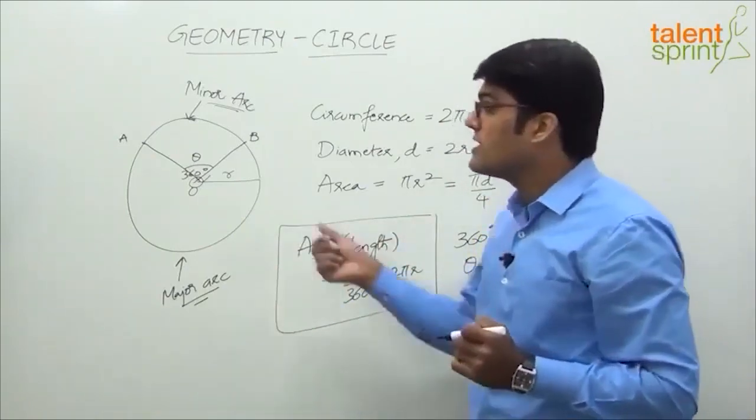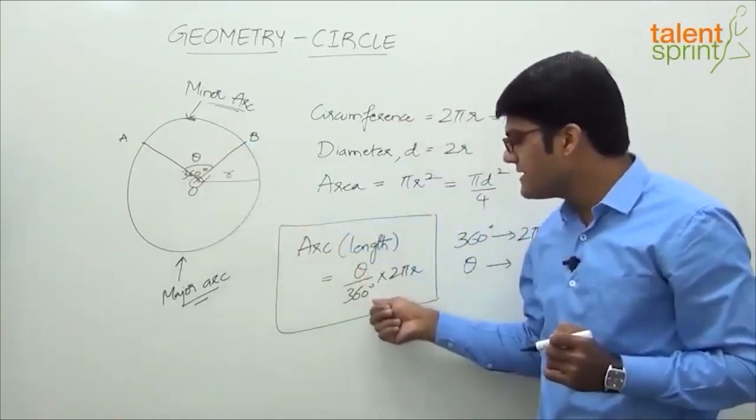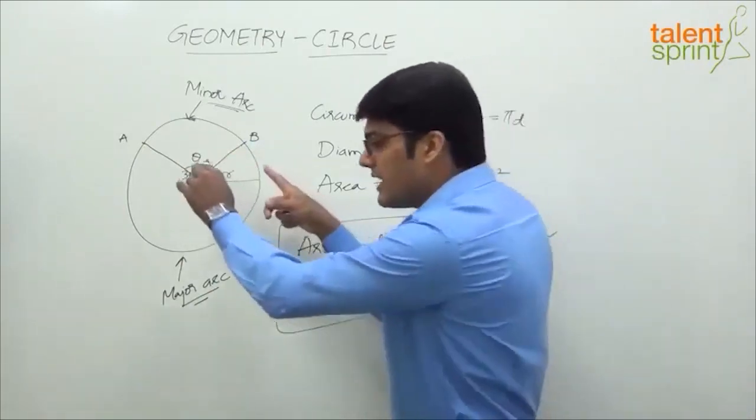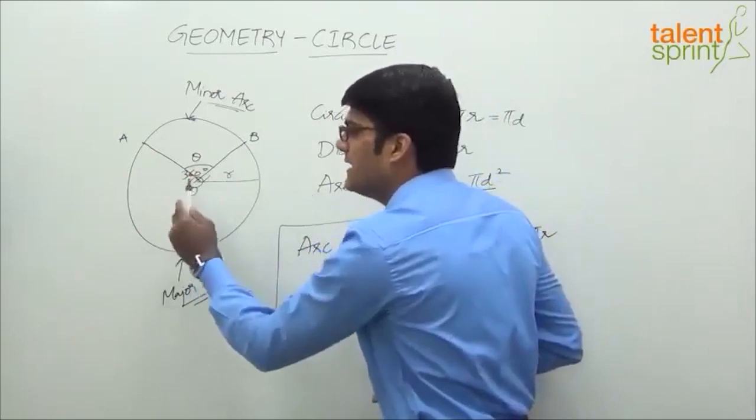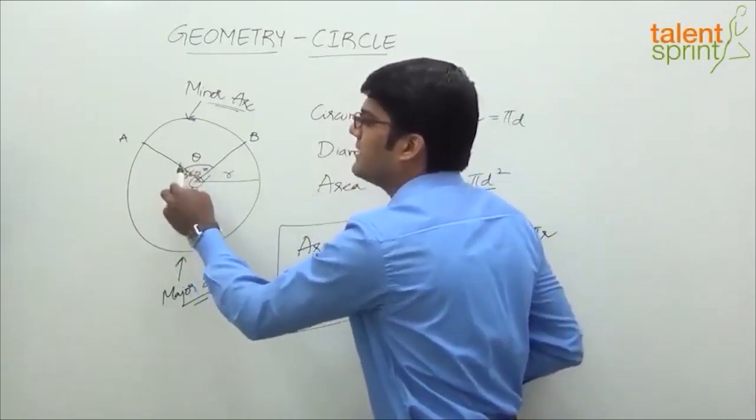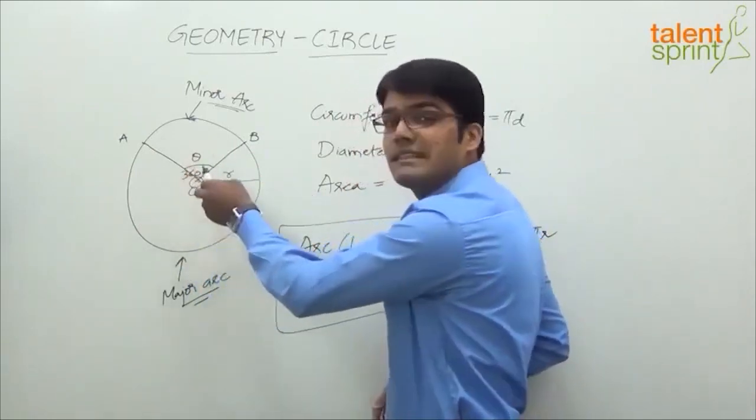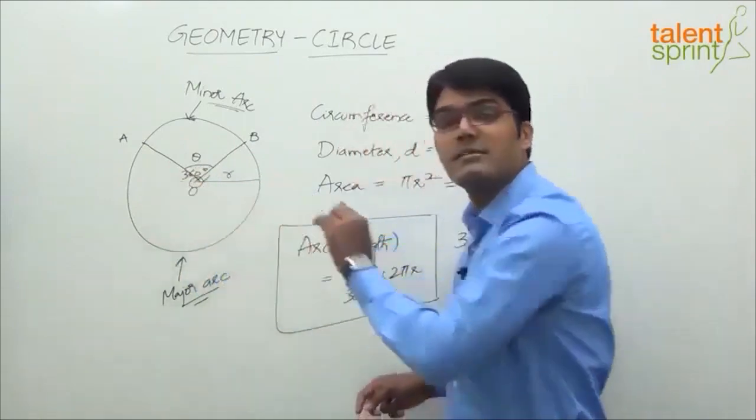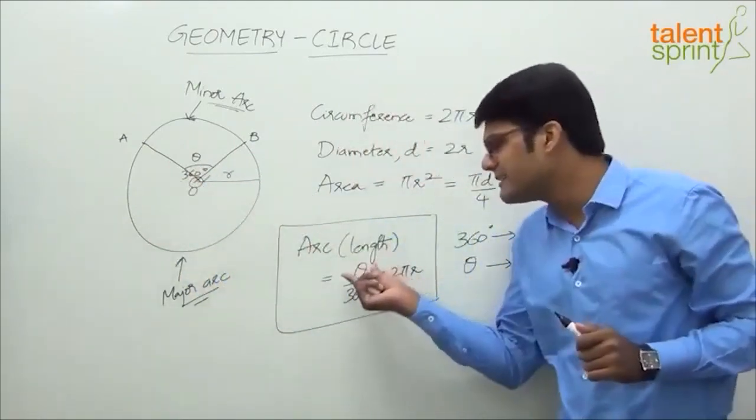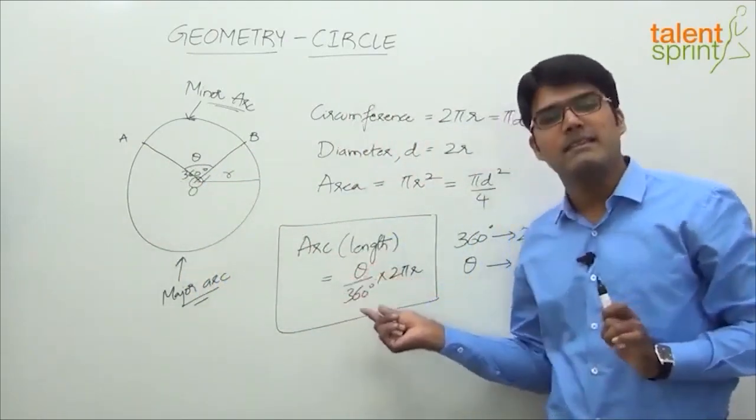Now if you want to measure the length of the minor arc, you can say theta by 360 into 2 pi r. If you want to measure the length of the major arc, then what is this angle? The complete angle is 360. The angle in the minor arc is theta. So what will be the angle in the major arc? It will be 360 minus theta. So there you can take it as (360 minus theta) by 360 into 2 pi r.